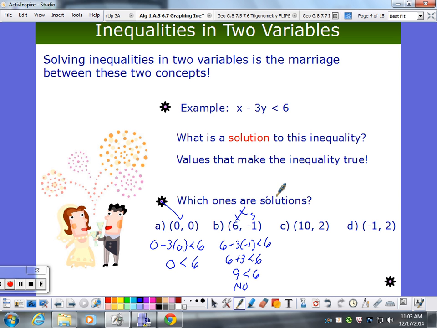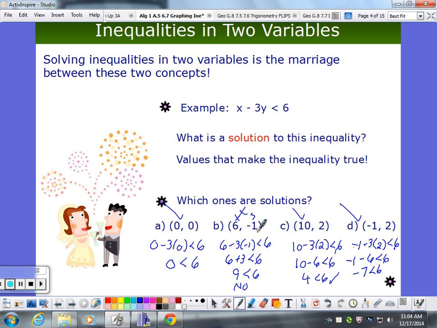It doesn't work. 10 minus 3 times 2, is that less than 6? And 10 minus 6, that's 4. Now notice I'm going number to number. Don't stop here. Number to number. True. Okay, solution. Let's try this one. Negative 1 minus 3 times 2, is that less than 6? I'm plugging in. All I'm doing is plugging in. That's negative 1. Negative times positive, that's a negative. And that's a negative 7. That's true. Yes. So I've got some that are solutions, some that aren't.